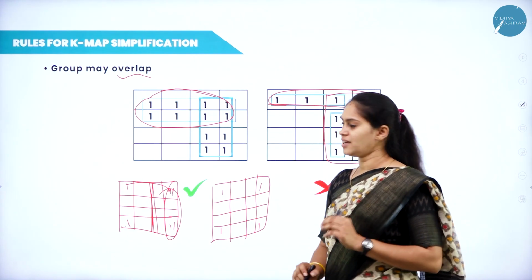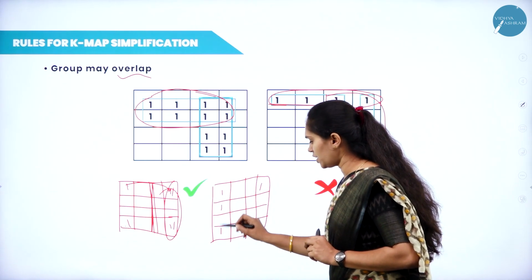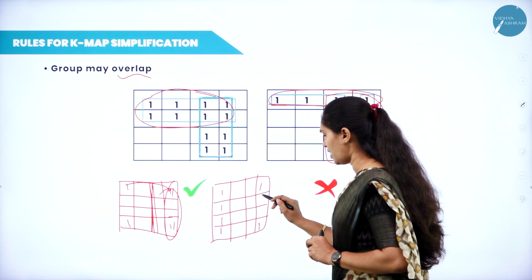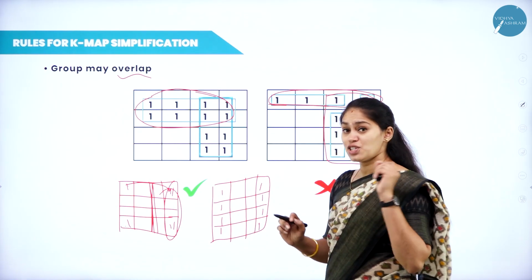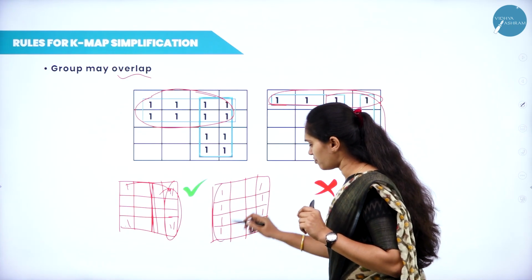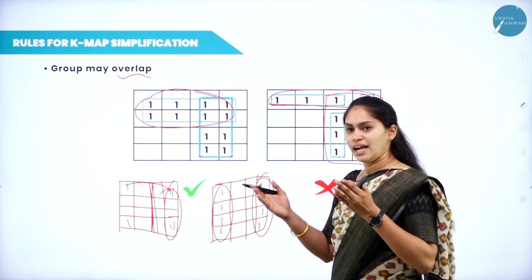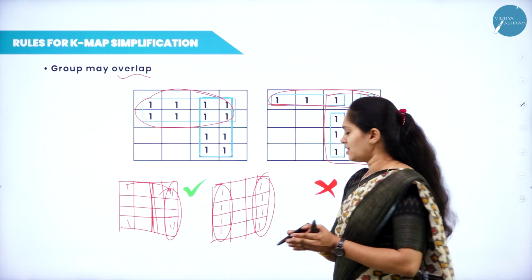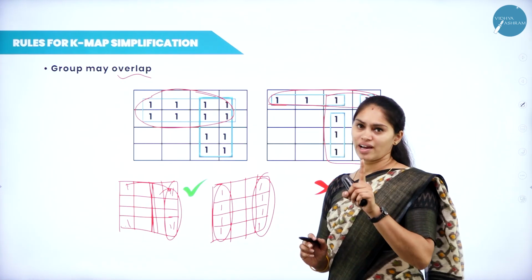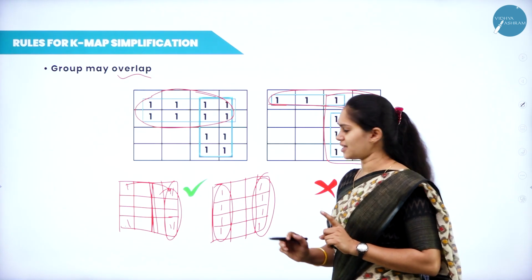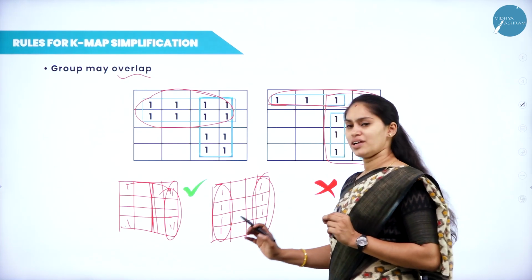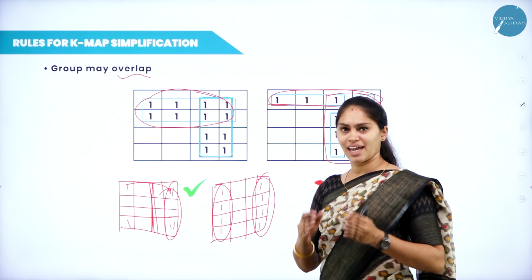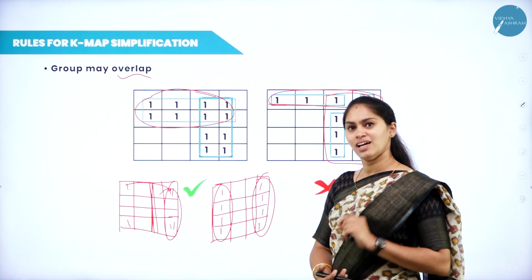In the same way, if I have 4 consecutive ones in the left corner and 4 consecutive ones in the right corner, it should not be considered as 2 different quads. Instead, the map needs to be rolled, and then it is considered as 1 octet instead of 2 different quads. These are very important rules when you are constructing a K-map in order to simplify the Boolean expression.